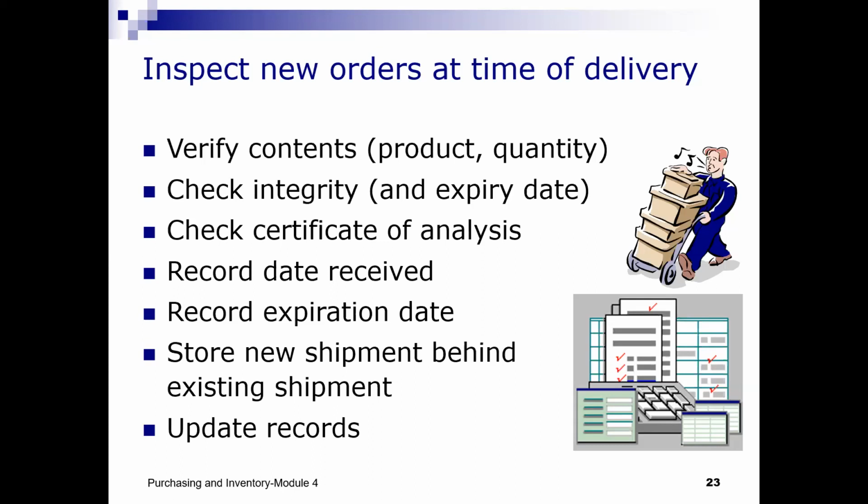Some products are going to come with a certificate of analysis that sort of proves that they've either been sterilized or that they've done their own internal QC. So that's good to see as well. You want to record when you receive them and when they're going to expire, and update your records accordingly. And something that's practical but helpful is to put the new supplies behind the existing supplies so that you don't accidentally use the ones that are going to expire later. You want to use the ones that expire first so that they don't expire.